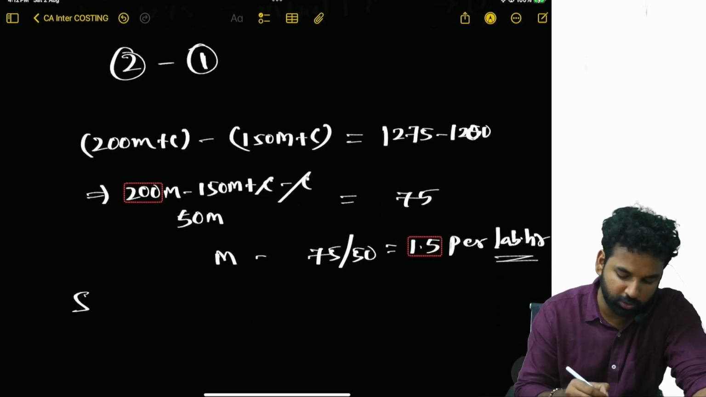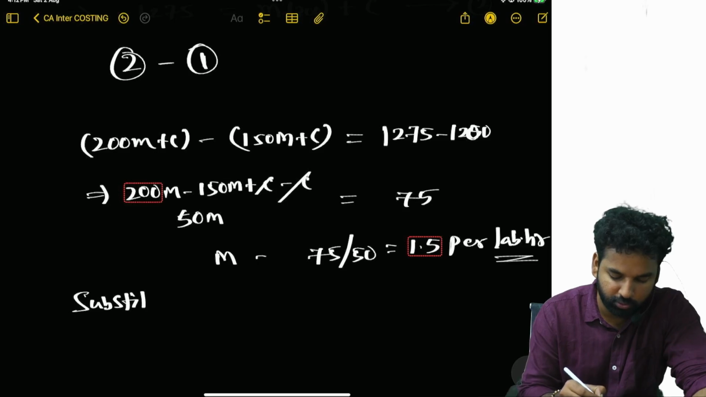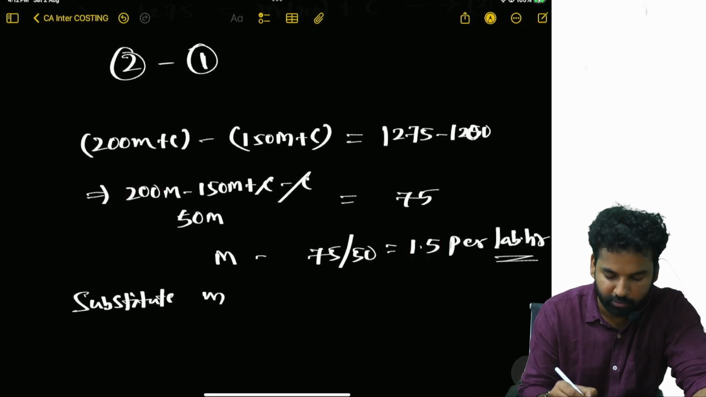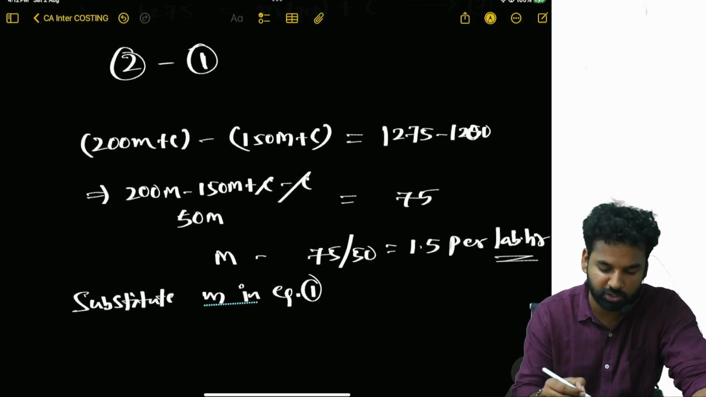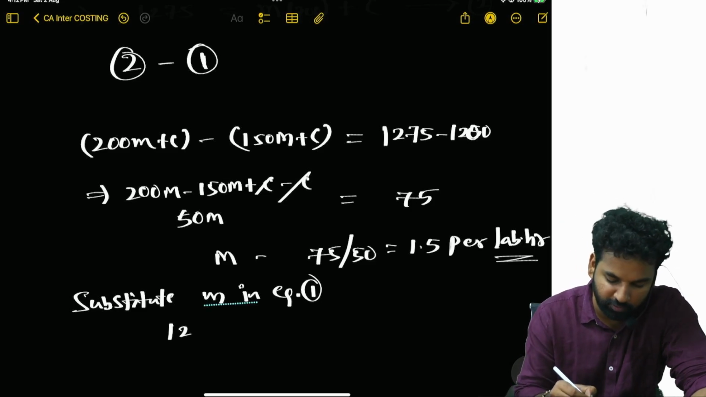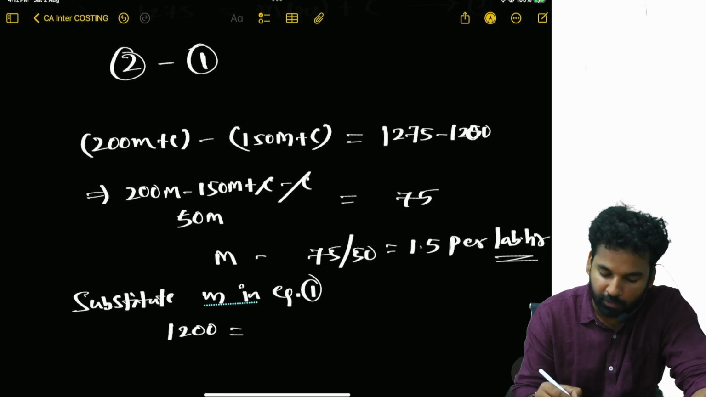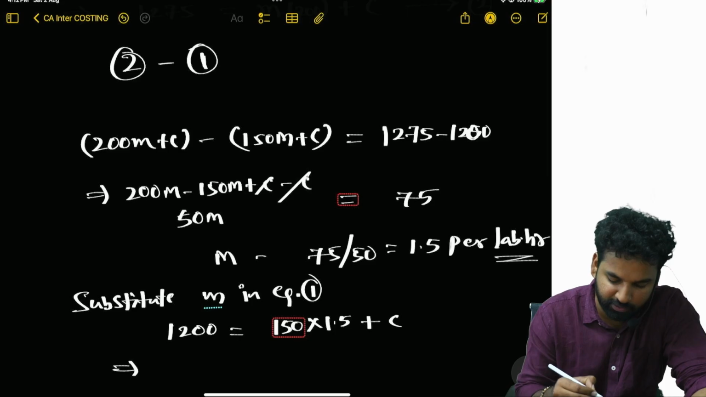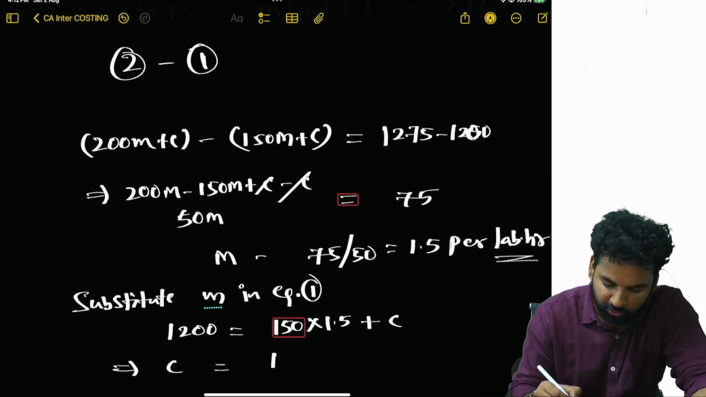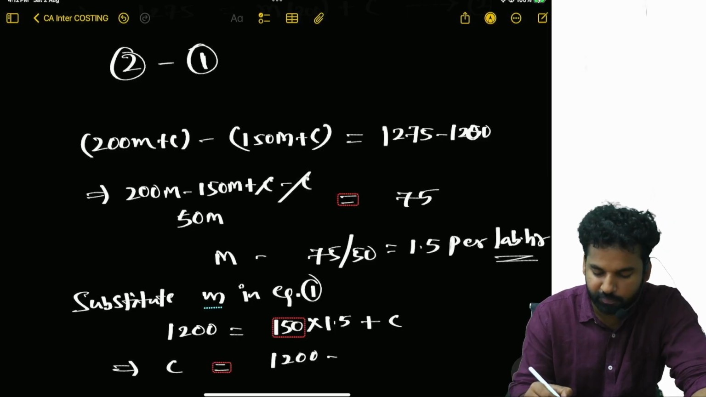Okay, right. So substitute m in equation 1. What is equation 1? 1200 is equal to 150 into 1.5 plus C. So that means C is equal to 1200 minus how much?